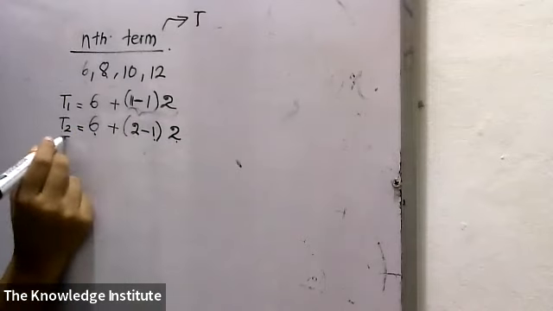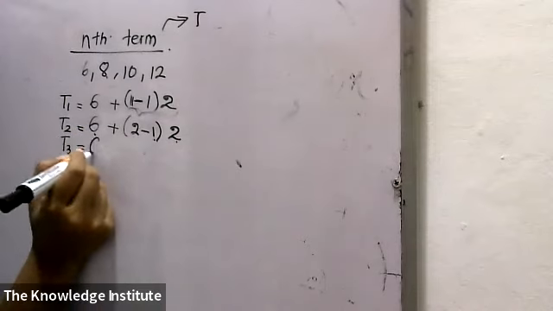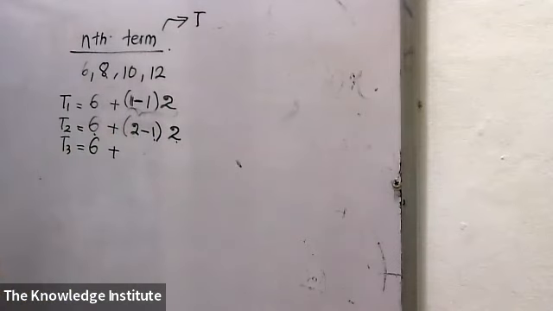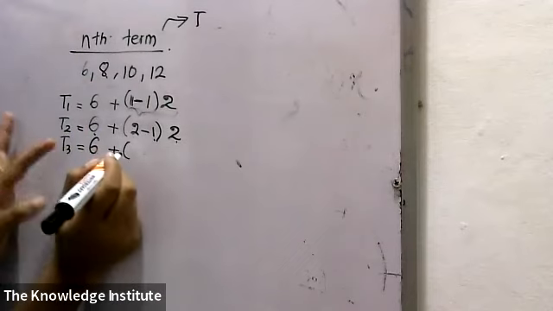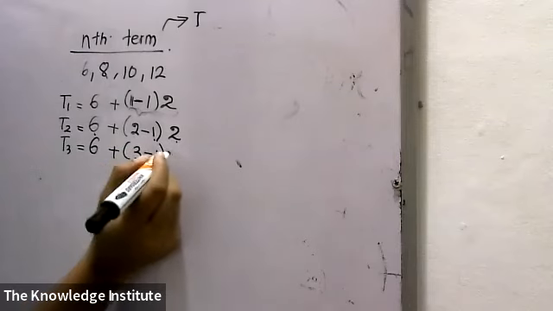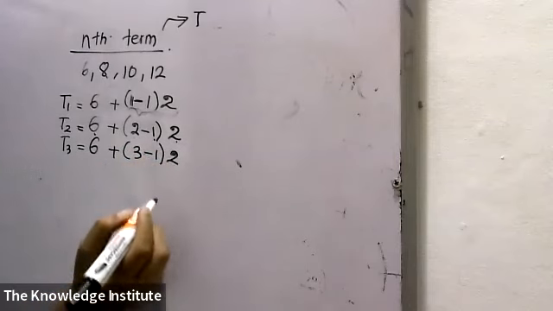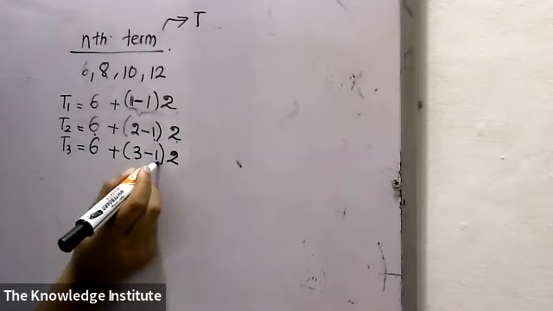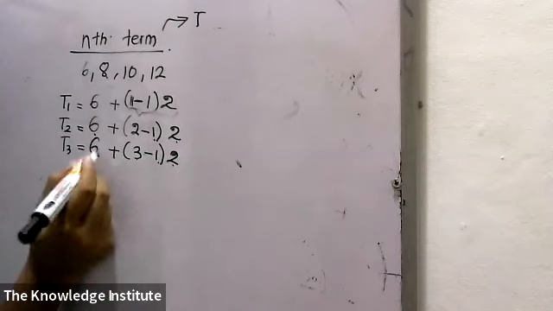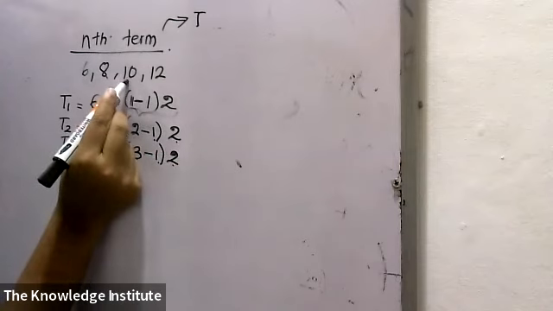Now T3. First digit is still 6. How many digits are missing in order to make it 10? 4, right? We are in the third term. So 3 minus 1. The common difference we are going to multiply by 2. Now tell me, 3 minus 1 is? 2. 2 2s are? 4. 4 plus 6? 10. Did we get the value?